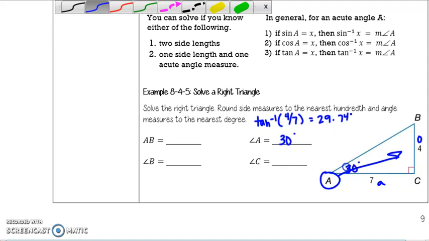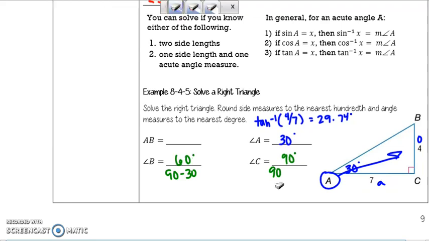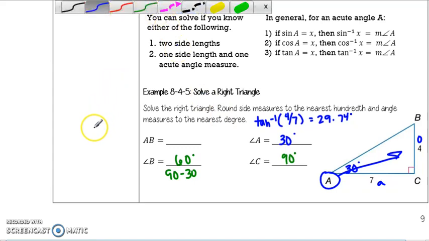So if this angle's 30, well, I can figure out what this one is, because C is 90, but B is 90 minus 30, which would end up giving me 60 degrees. And then for our AB, again, we can use Pythagorean theorem, and there is that answer. Try that last one and check.